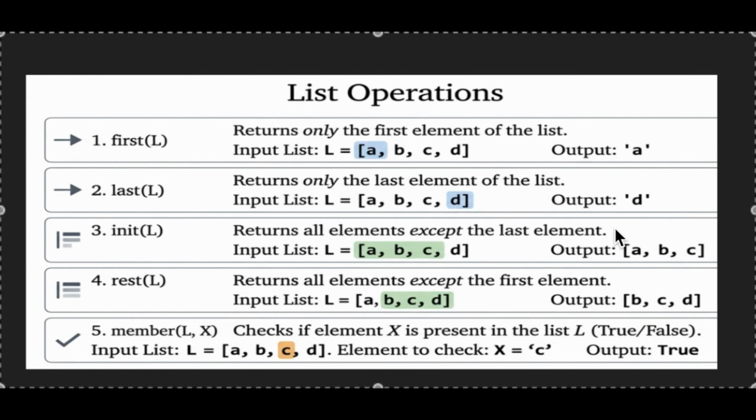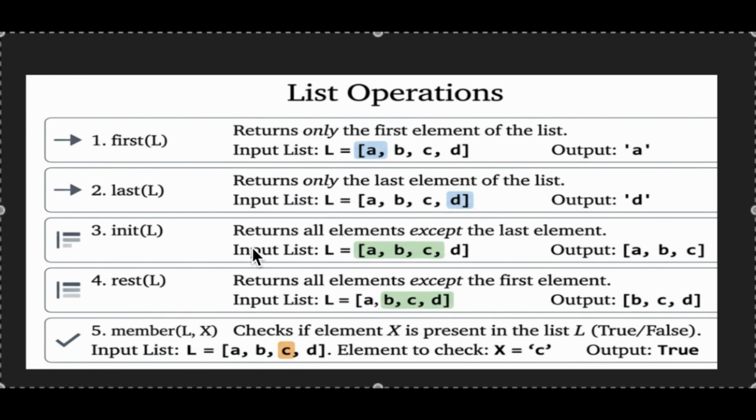Here are the list operations. Let's go through each operation carefully. We have 5 operations: first of L, last of L, init of L, rest of L, and member of L, X. The first of L returns only the first element of the list. As you can see, L equals list of A, B, C, D. The first of L gives you A, and the last of L gives the very last element, which is D.